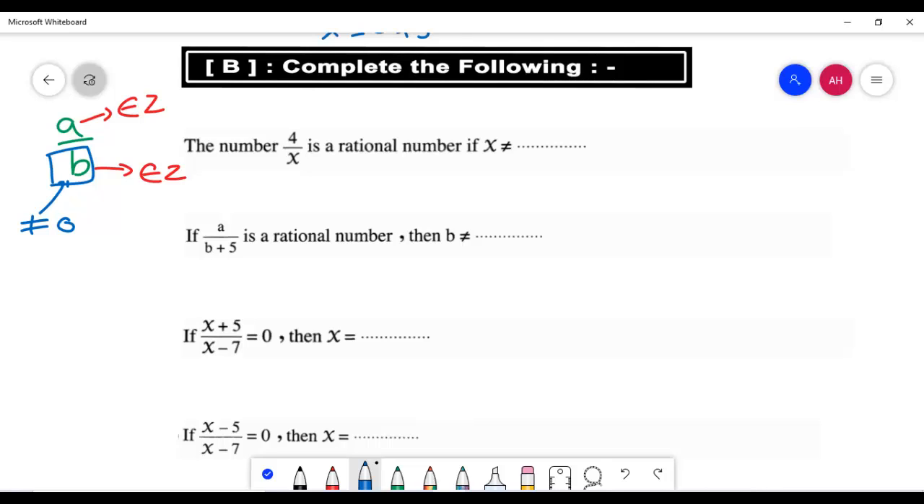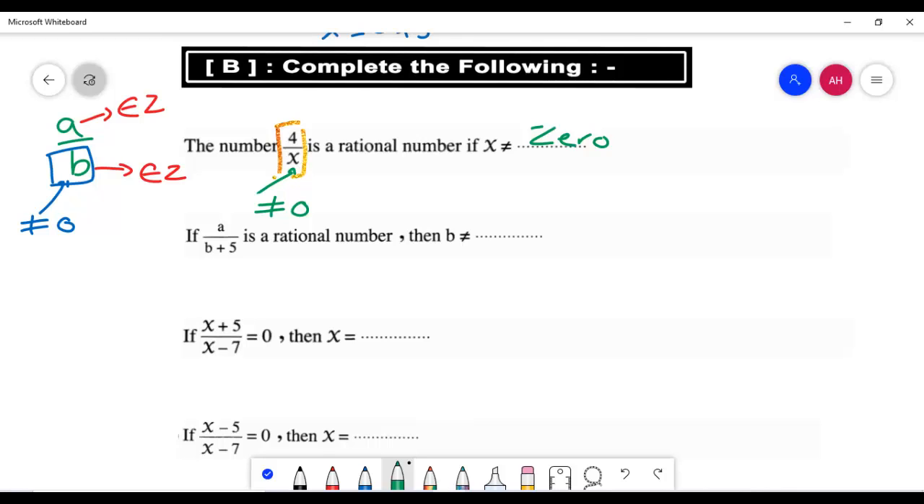The number 4/x is a rational number. He's already telling me that 4/x is a rational number. And we said that to have a fraction as a rational number, my denominator should never equal 0. Now he's asking about x, and x is my denominator. So as a result, x is not equal to 0.